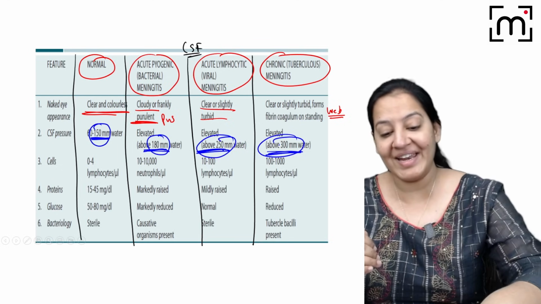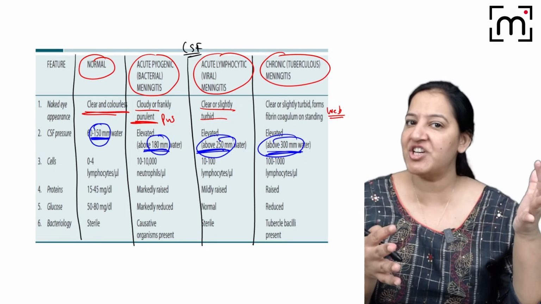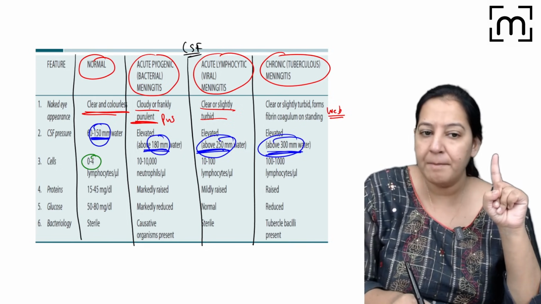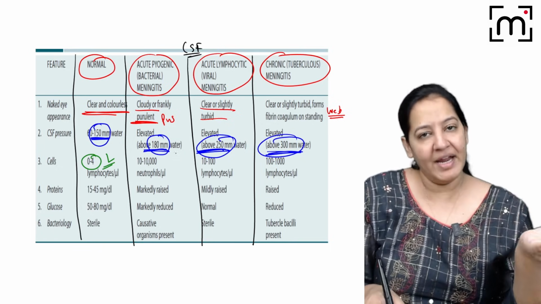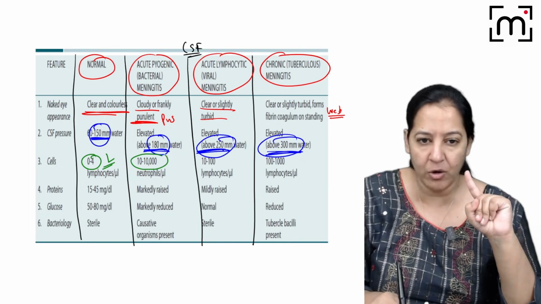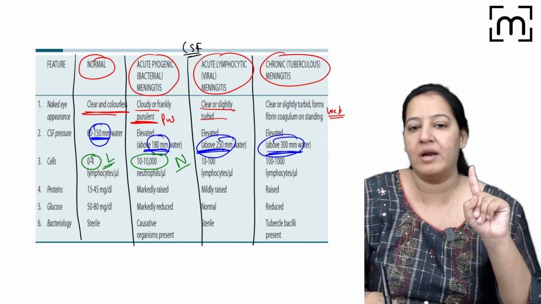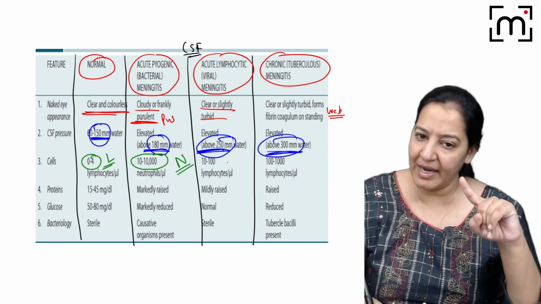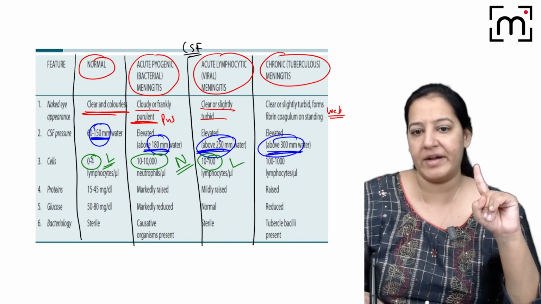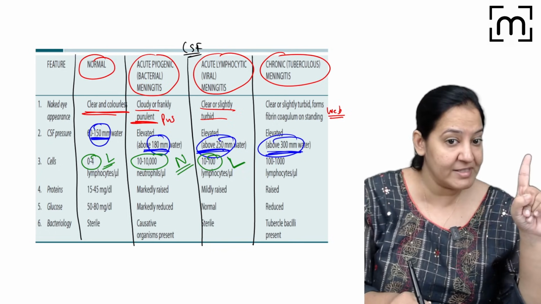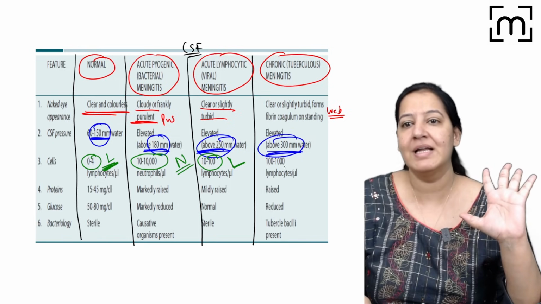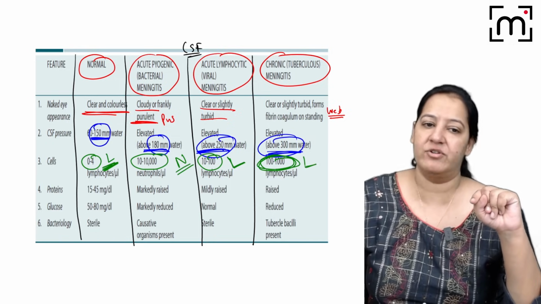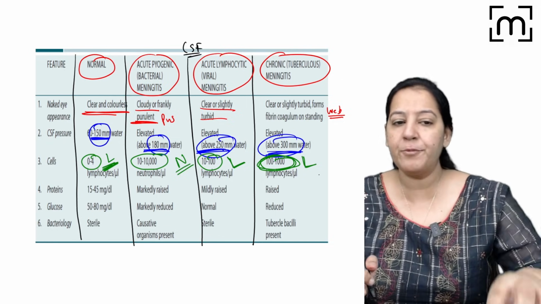The most important finding is the cells. Take a Neubauer's chamber, see the cells and count them. Normally cells are 0 to 4, but lymphocytes normally. In the bacterial one it's 10 to 10,000 but not lymphocytes, it's neutrophils. Maximum of them are neutrophils. In acute viral again it's lymphocytes, but the count is 10 to 100. Normally they were 0 to 4, here it's 10 to 100 lymphocytes. And in the chronic one it's 100 to 1000, again lymphocytes.